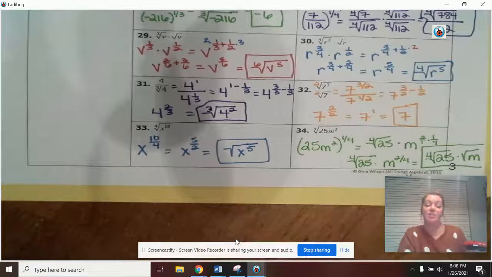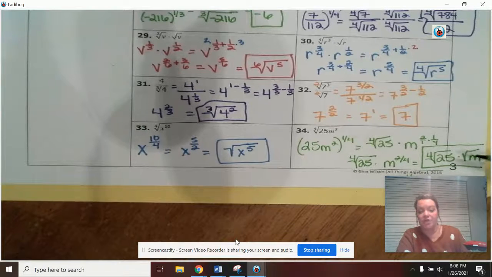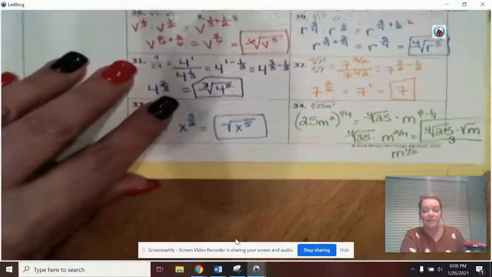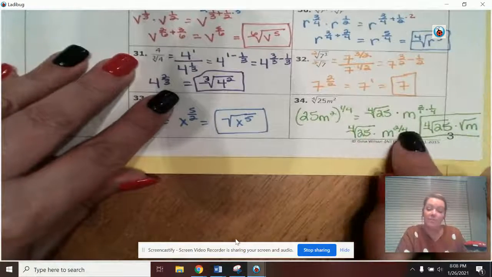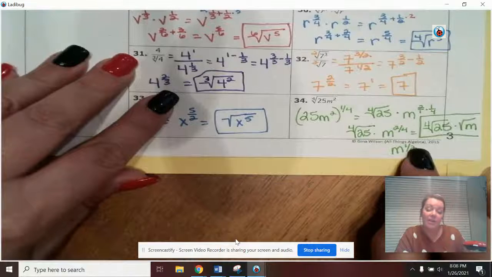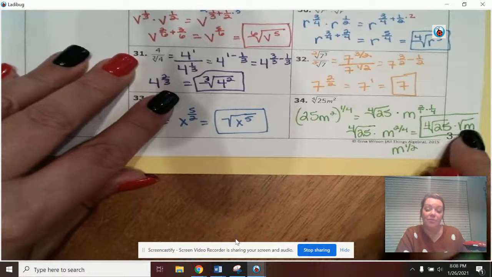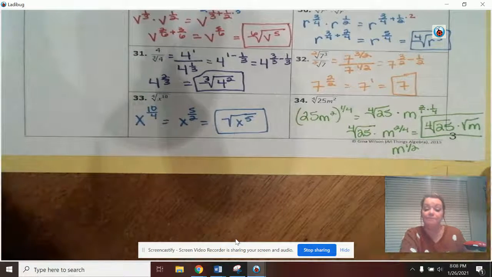Because my directions said to leave them all in radical notation, I needed to take that 2/4. 2/4 simplifies down into 1/2. And then when I turn that back into radical notation, that's just the square root of m.